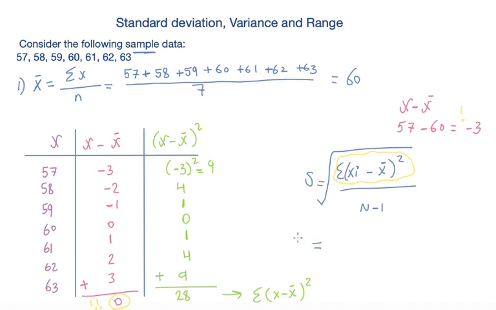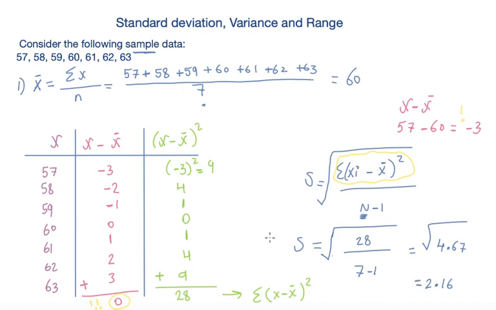So let's put our numbers. So S equals the square root of 28 over n minus 1. And what is n? N is the population size, which is actually number 7 here. So how many data you have? We have 7 data, so 7 minus 1. It gives you approximately the square root of 4.67, which gives you 2.16. So our sample standard deviation is 2.16.